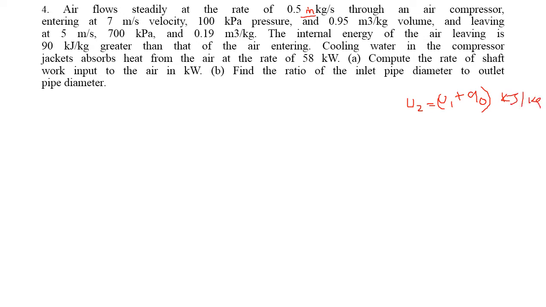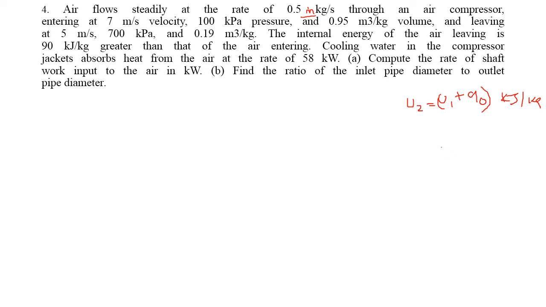Right. So what is the next thing? The cooling water in the compressor jacket absorbs heat from the air at the rate of 58 kilowatt. Right, a compressor is there which is rejecting heat at the rate of 58 kilowatt. We have to find out the value of work done to the compressor, the work we are giving to the compressor, and the ratio of inlet pipe diameter to outlet pipe diameter.